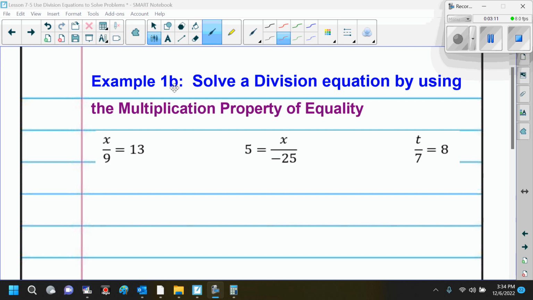Example 1b is to solve a division equation by using the multiplication property of equality. Now remember, the properties of equality say that if you do one operation on one side of the equal sign, you have to do the same operation on the other side to keep the balance. Okay? Now, we know that this is a division problem. The inverse of division is multiplication.